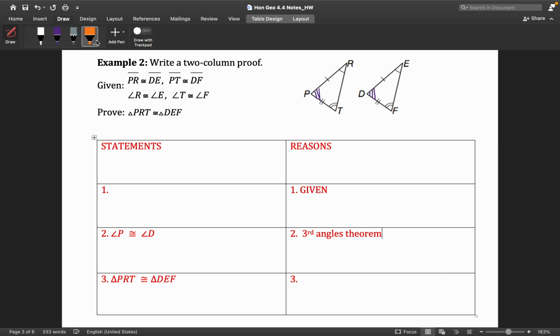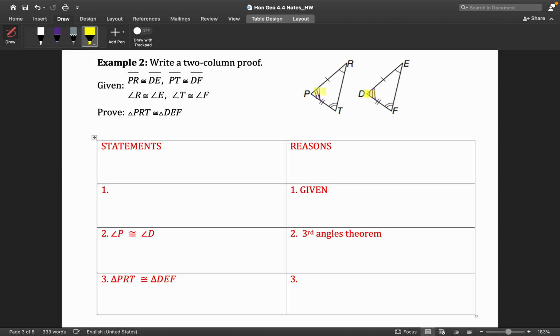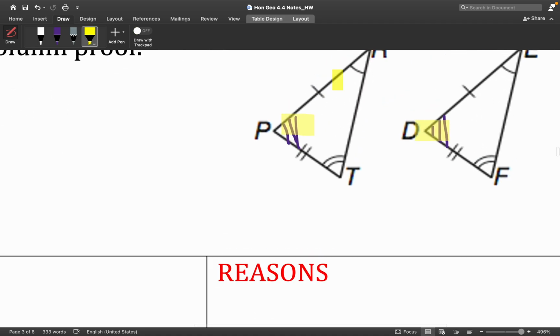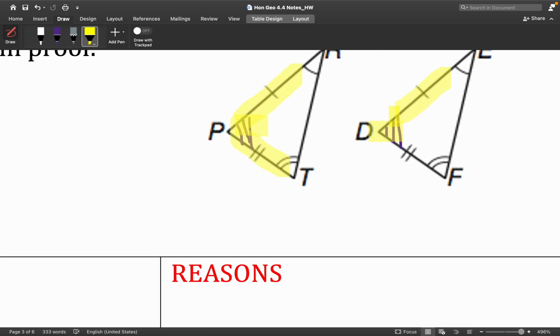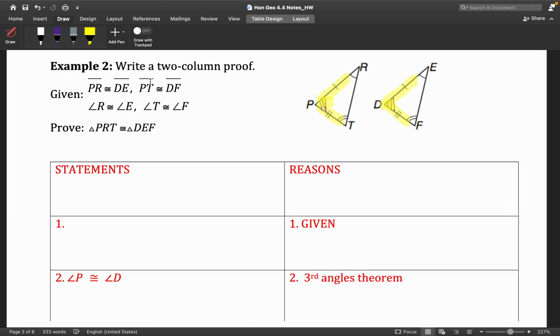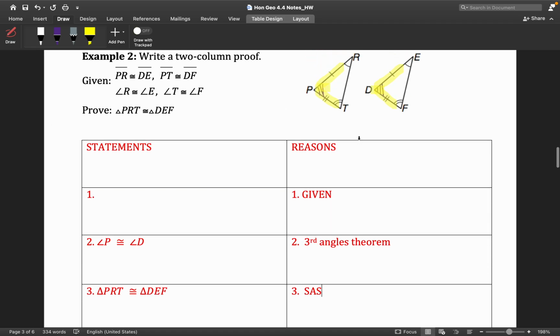So now that I've got these angles, I have congruence by side, angle, side. I have two sides, DE and DF, and the angle in the middle. So these are congruent triangles by side, angle, side. And that's a lot easier than what we used to have to do. We can cut out a lot of steps by using this side, angle, side shortcut.